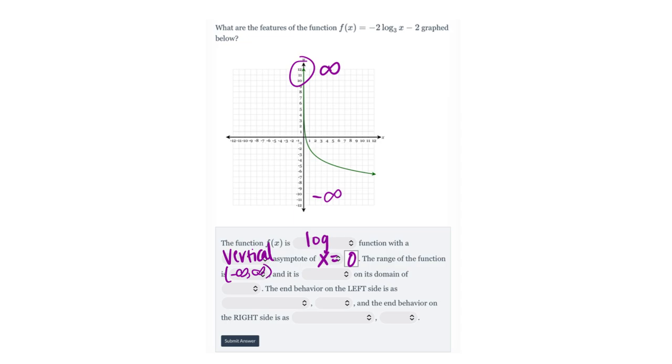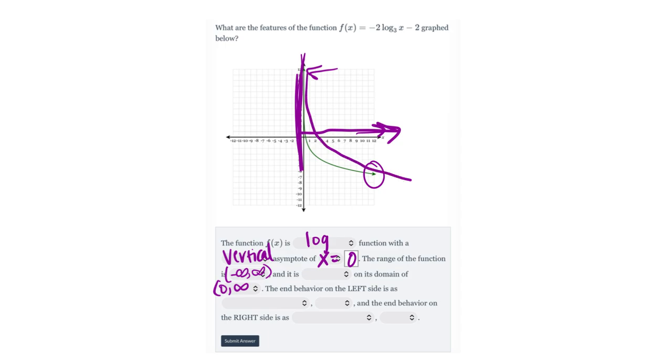And then the domain is left to right. So the furthest to the left that this function goes is x equals 0. The furthest to the right this function goes is positive infinity. So its domain is from 0 to infinity. And if you start on 0 and head that direction, the function is always getting lower. So it is decreasing on its domain.